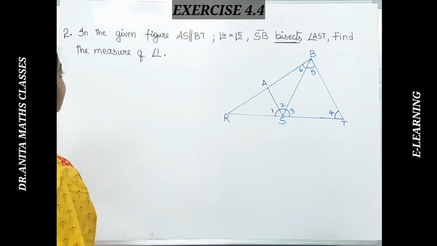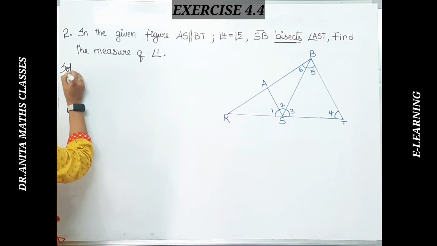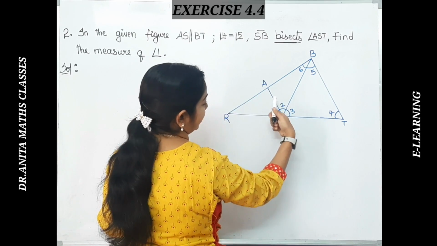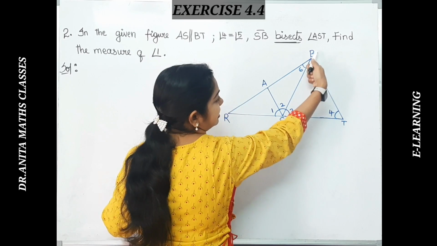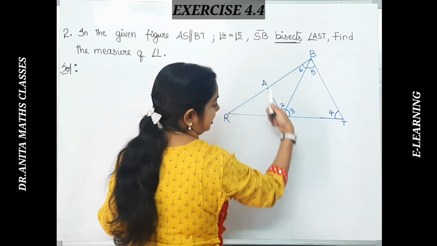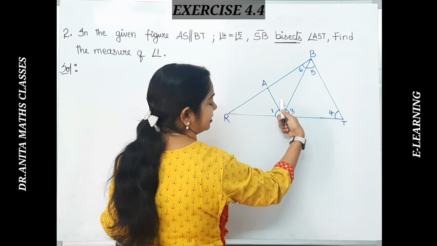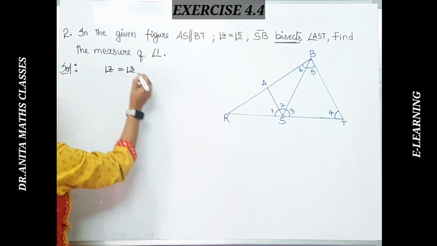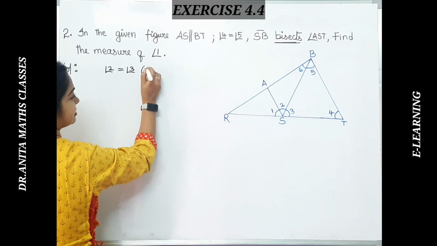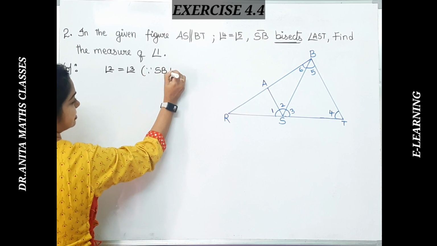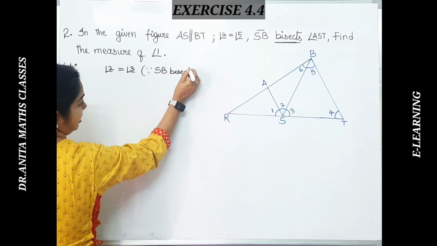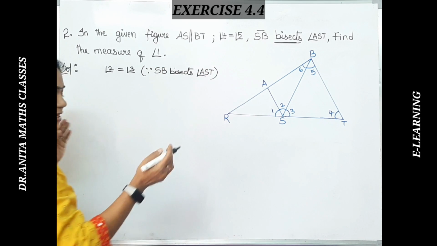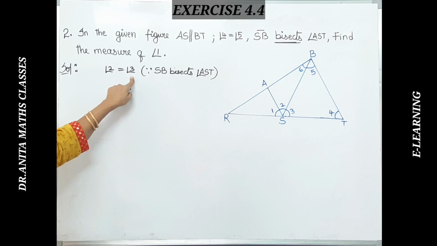Okay, so by the given condition, AS is parallel to BT, and SB bisects angle AST. It is bisecting this angle, that means angle 2 is equal to angle 3, since SB bisects angle AST. It is bisecting, meaning it is making equal angles. Maybe this is x, so this is also x degrees, right?